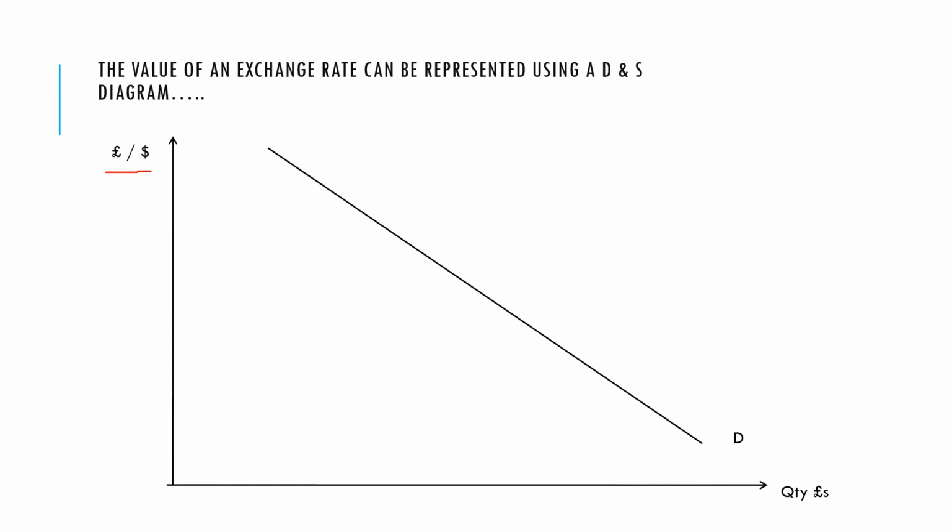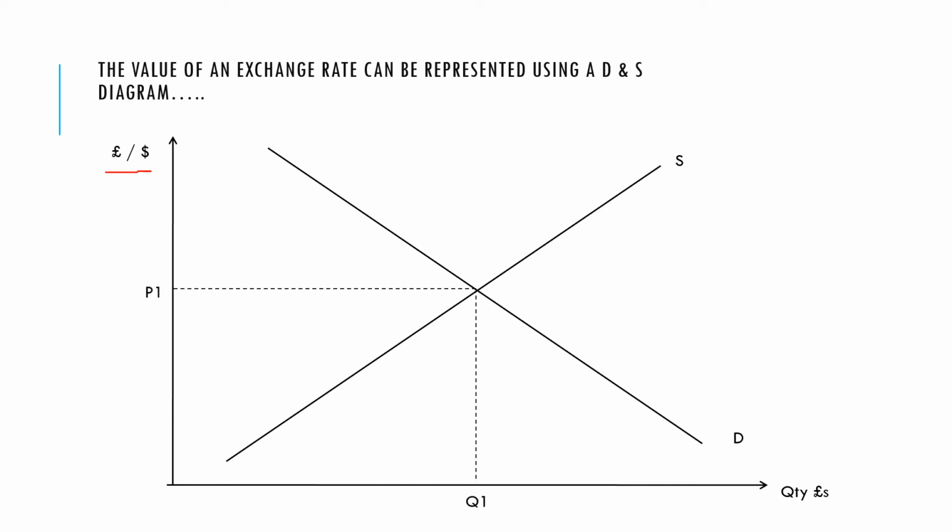And similarly, we have people who are looking to sell the pound. When the value of the pound is low, people don't want to sell very much. When the value of the pound is high, people might be looking to sell more. And where demand meets supply, our market is in equilibrium. We would have the long-term equilibrium value of a pound here at price P1. So this might say that £1 is worth $1.20.